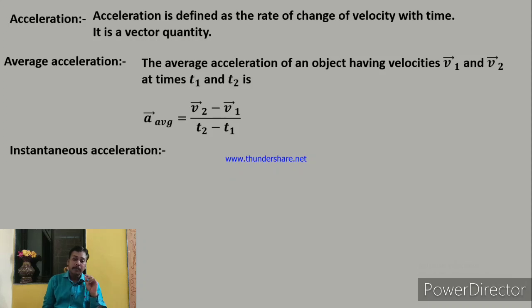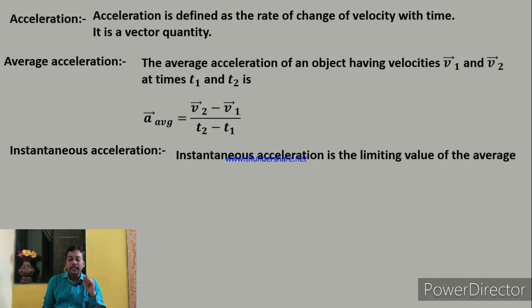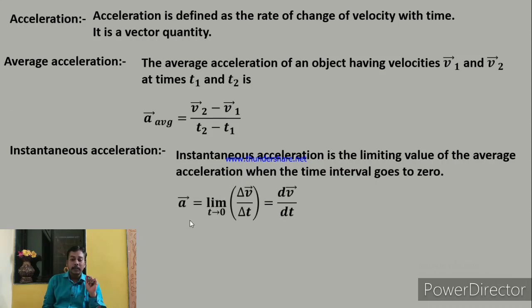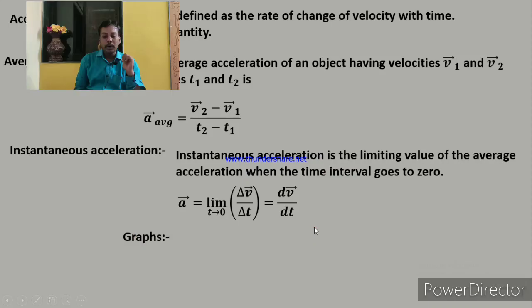Instantaneous acceleration means acceleration at an instant. It is the limiting value of average acceleration when the time interval goes to 0, a very small instant. The formula: a bar is equal to the limit as delta t tends to 0 of delta v bar upon delta t, which is equal to dv bar upon dt.